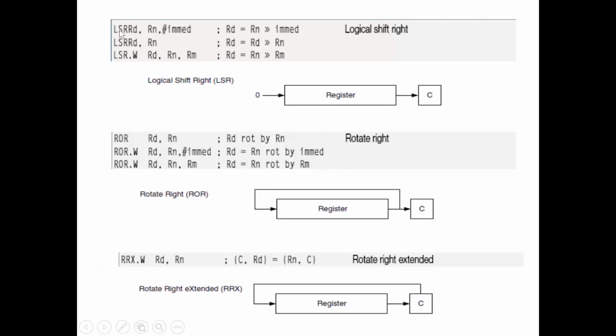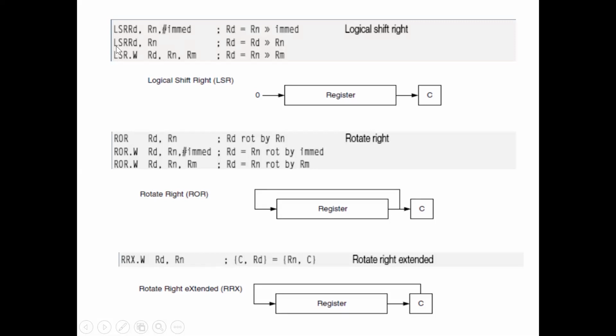Now let us see the instruction. LSR Rd, Rn, #immediate. So the content of register Rn will be logically right shifted by the number of times given in the immediate data in the instruction, and the result will be stored in Rd.